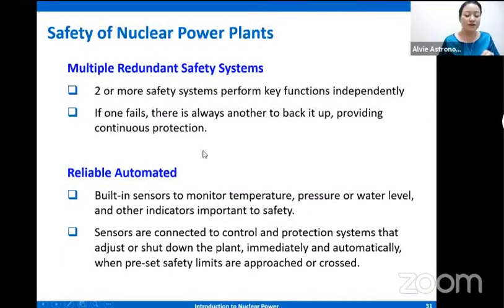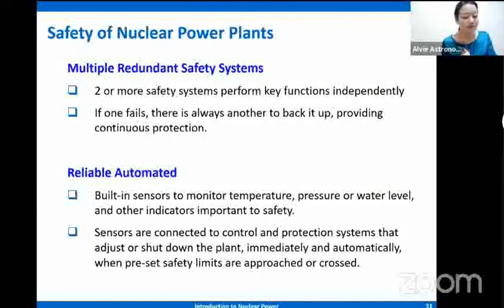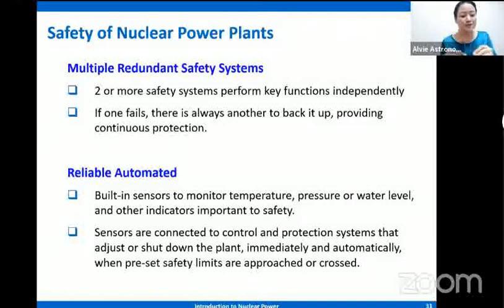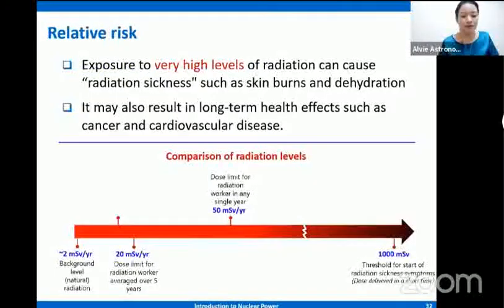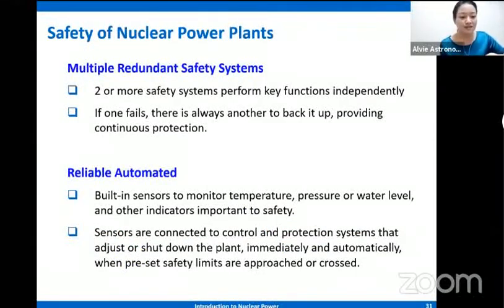And most systems are reliably automated. There are built-in sensors, so it monitors temperature, pressure, or water level, and other indicators or parameters important to safety. And once the sensors register a number that's beyond a certain limit, it will shut down the reactors. That's what we call a protection system. So that's the safety of nuclear power plants, and just to establish that it is one of the priorities of nuclear operators when establishing a nuclear power plant.